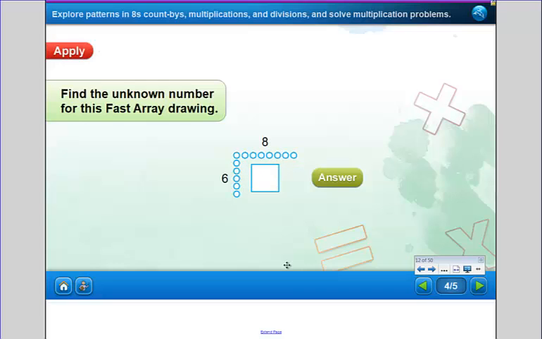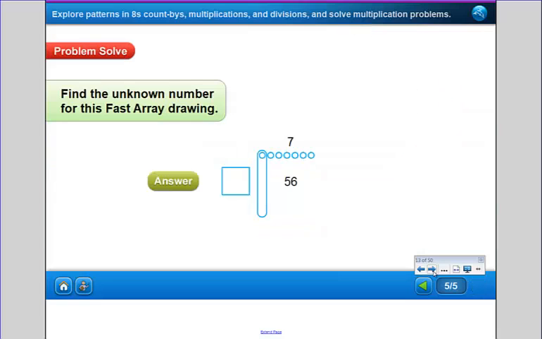So, has anybody figured out 8 times 6 yet? Let's click the answer and find out if you're correct. 8 times 6 equals 48. So 48 is, yep, the product. Let's see if you can do this next problem without my help. So pause the video, see if you can find out the product divided by the factor to get the other factor.